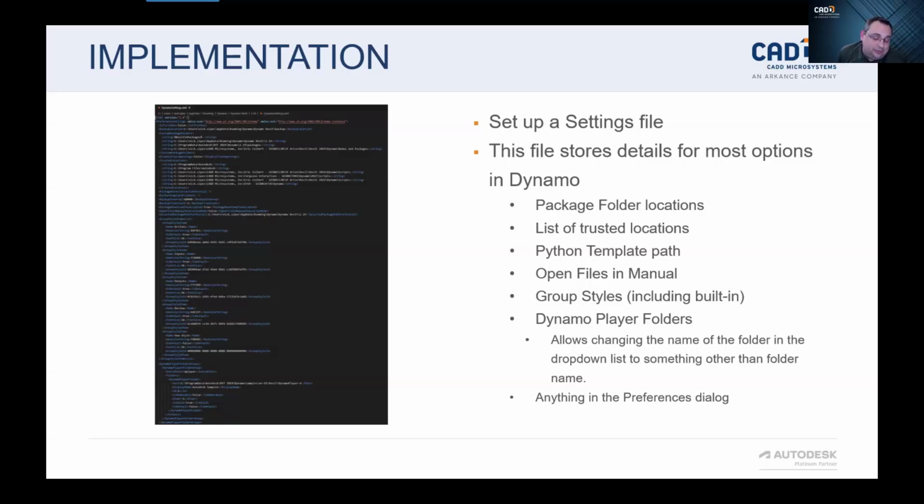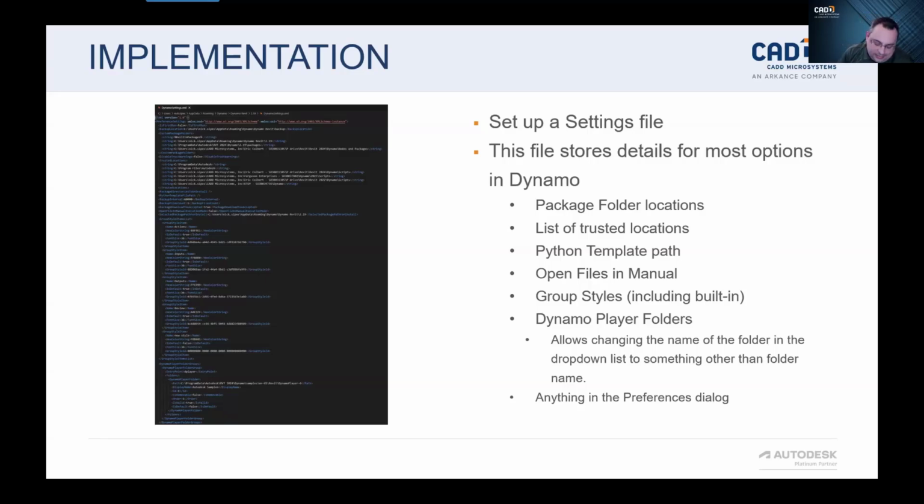Dynamo Player, it also tracks the folders there. By default, it uses the folder name in that drop-down list. I work on a lot of companies' stuff, and they all have the folder like scripts. And so in my drop-down, it just says scripts, and I can't use that for anything. You can actually change the name of the drop-down that's displayed as opposed to just having the file name or the folder name at the end.